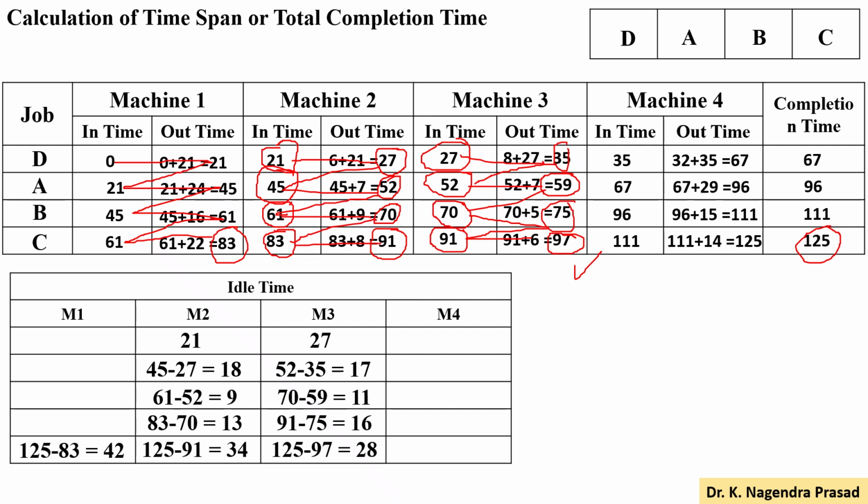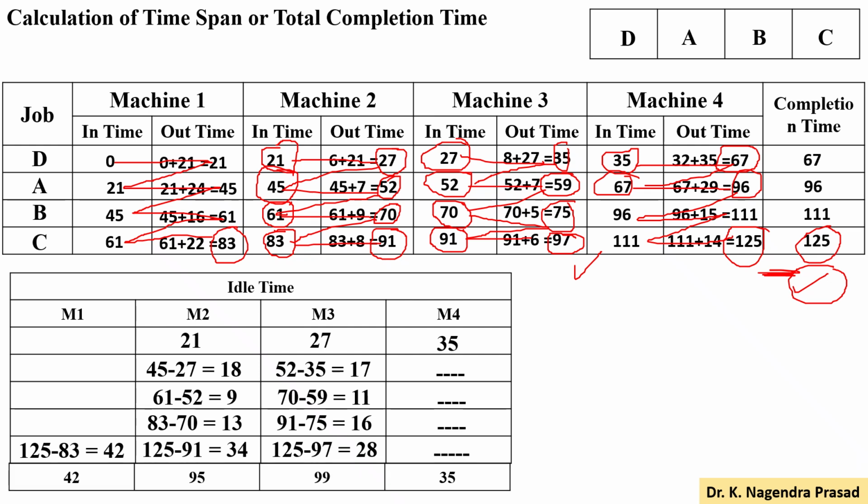Next we have to look at machine 4. So the initial waiting time is 35 for job D. Next, 35 to 67 it is engaged with job D. So next 67 to 96 it is with job A. 96 to 111 with job B. 111 to 125 it is engaged with job C. So here there is no waiting time. So after 125 hours only it is free. So the total completion time is also 125, and the final idle time is also none for machine 4.